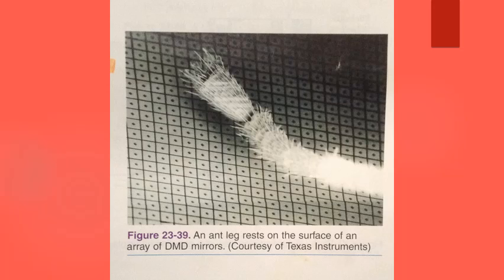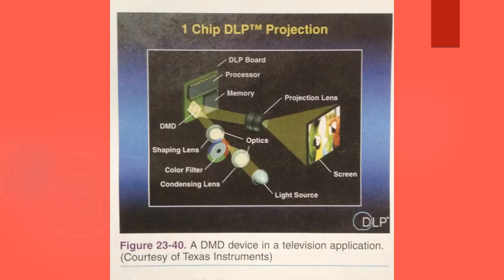A DLP television typically consists of a single DMD chip, a lamp, color wheel, and a projection lens. See figure 23-40. You can see the light source shining through the spinning color wheel.